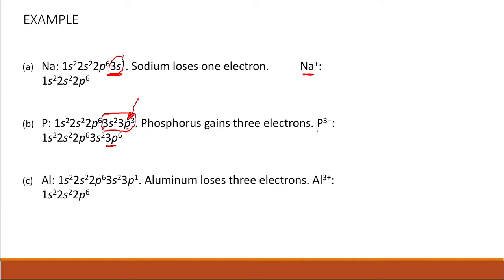Aluminium, so this is the electronic configuration of aluminium. These 3 electrons here in the 3s and the 3p are the valence electrons. Aluminium loses 3 electrons to give you aluminium 3 plus, and it's going to lose these 3 valence electrons here. So when we write the electronic configuration, it's going to be 1s2, 2s2, and 2p6.